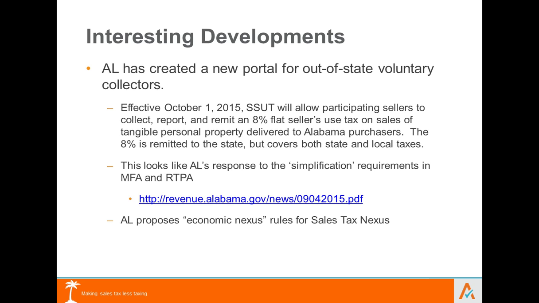In order to benefit from Marketplace Fairness, and by benefit I mean in order for the states to be able to enforce collection by out-of-state vendors who lack physical presence, Marketplace Fairness requires that the states make things easier for those vendors, simplify things for folks that are from out of state. I think this is their first crack at it, and Alabama, quite honestly, considering they started from scratch, has done something pretty interesting here.